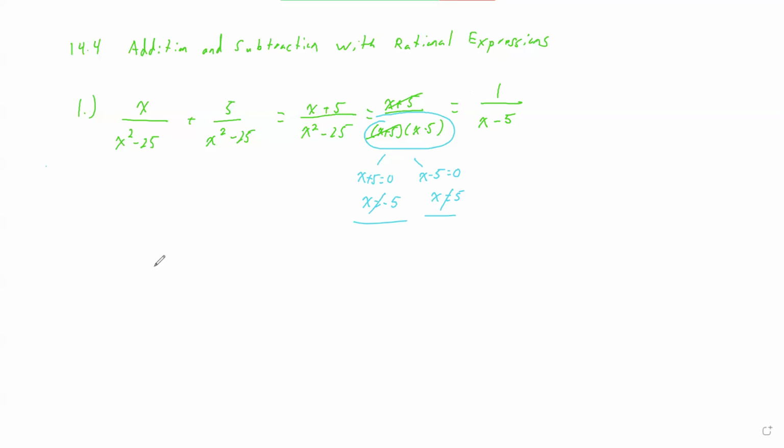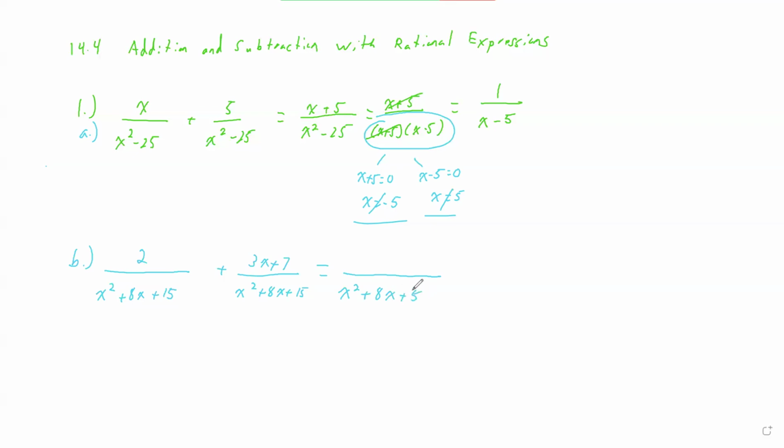All right, so this was actually part A. So let's look at part B to give us another example to work out. All right, this one is 2 over x squared plus 8x plus 15 plus 3x plus 7 over x squared plus 8x plus 15. Again, the denominators are the same. So I can go ahead and rewrite the denominator as is.